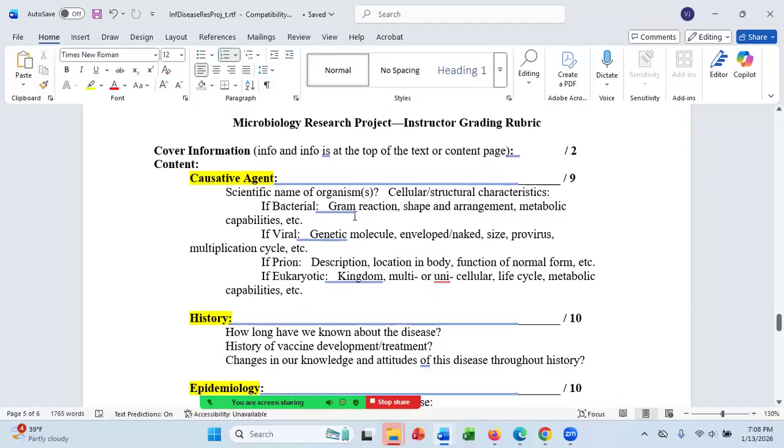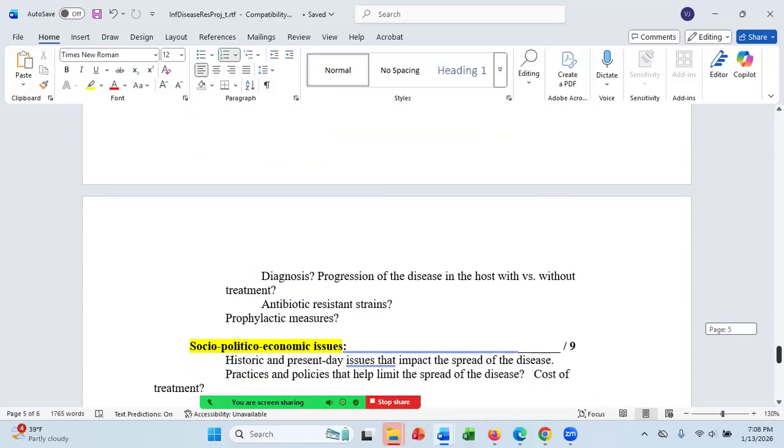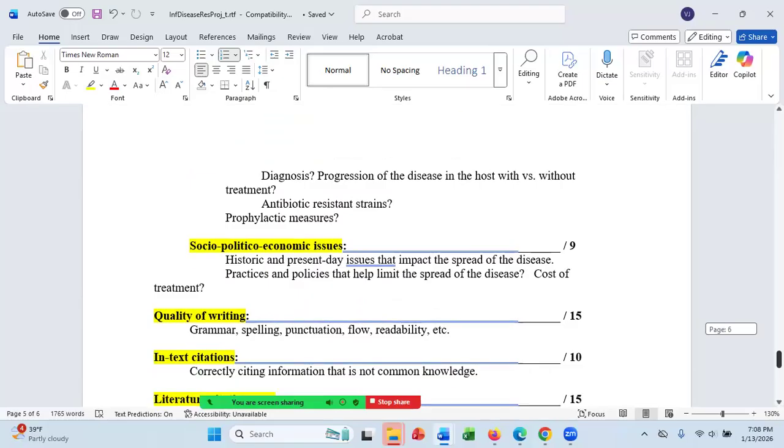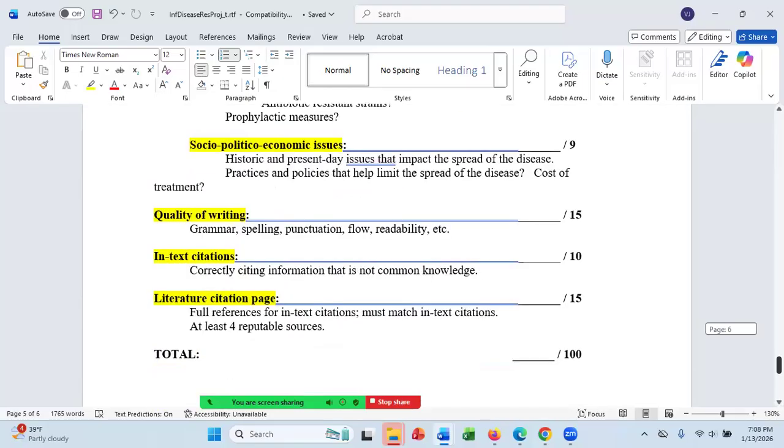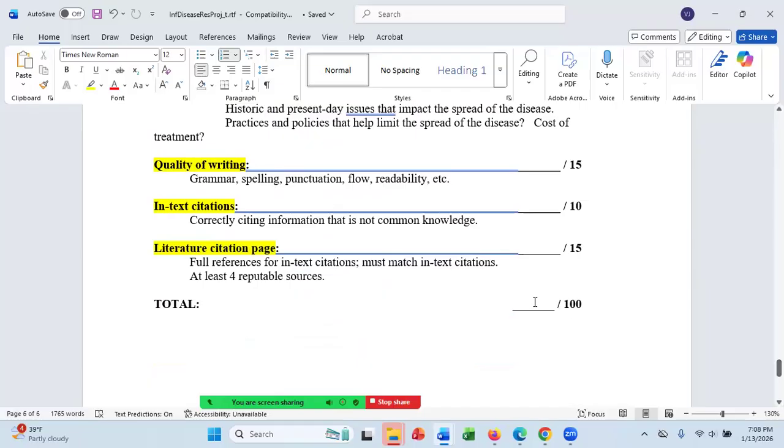If it's bacterial, tell me the gram reaction, the shape, the cellular arrangement, metabolic capabilities, anything else that's important to that bacteria. The history will be worth 10 points. Epidemiology, 10 points. Response and treatment, 10 points. Social and economic considerations, 19 points. The quality of writing, 15 points. In-text citations, 10 points. Literature citation page, 15 points. For a total of 100 points.